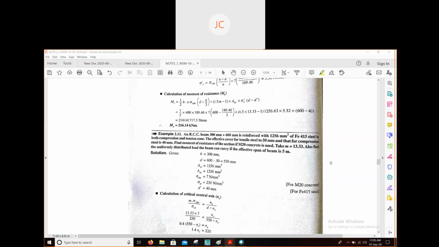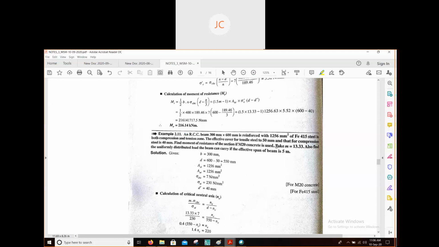Dimension of the beam is given. Then it is given that 1256 millimeters square of Fe415 steel in both compression and tension side. That means AST, area of steel in tension, and area of steel in compression, both are same. 1256 millimeters square is the area of steel in tension as well as in compression. Then D dash value is given. You have to find out the moment of resistance.